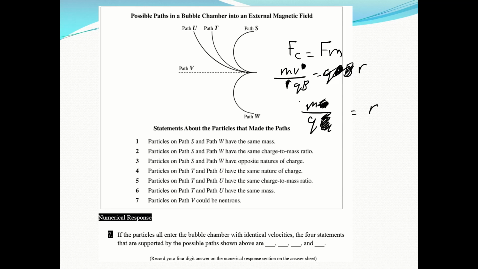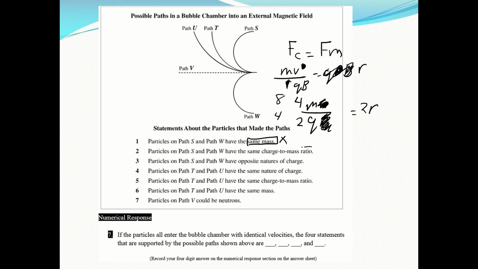But say I had a mass of, I don't know, 4. And I had a charge of 2, right? Well, what's my radius going to be? Well, it's going to be 2. Okay. Well, what if I had a mass of 8 and a charge of 4? What's my radius going to be? Well, it's going to be 2, right? So saying that they have the same mass, well, that's not true, right? They could have double the mass and double the charge and still have the same radius. So this is not correct, and that's what most people pick.